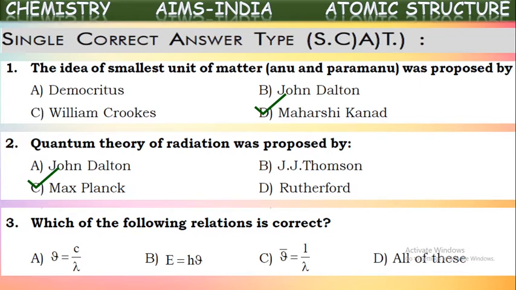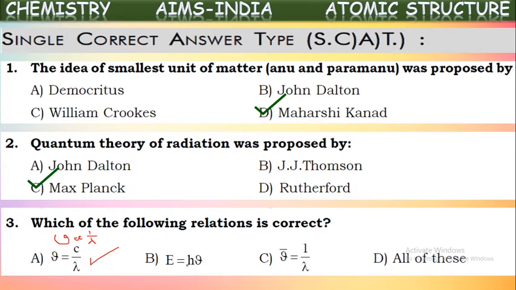Which of the following relations is correct? See, about electromagnetic radiation characteristics, some relations are mentioned here. First among them, nu is equal to c by lambda. Yes, wavelength and frequency are inversely proportional to one another. So to remove the proportionality, a constant called the velocity of light is taken here. So nu is equal to c by lambda is a correct relation.